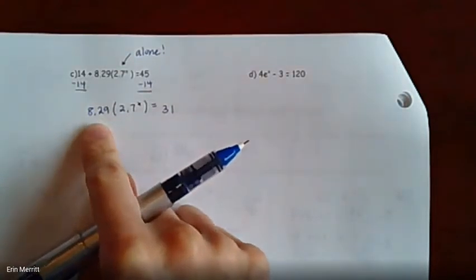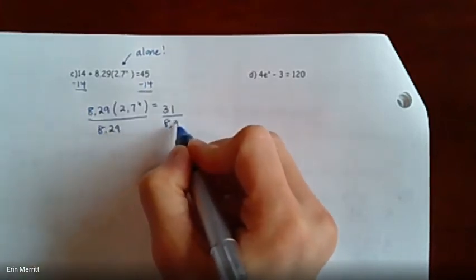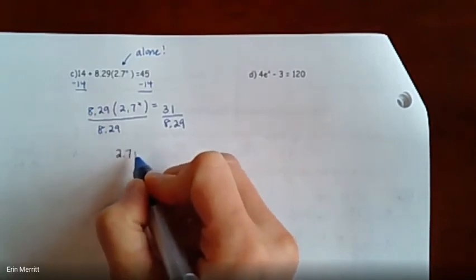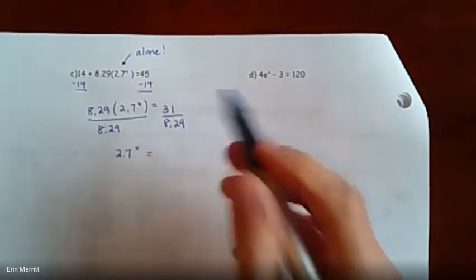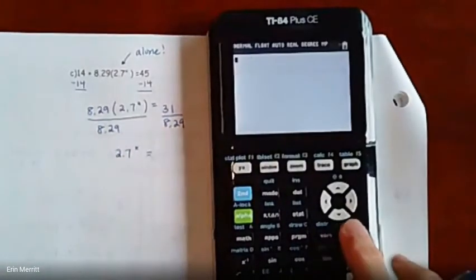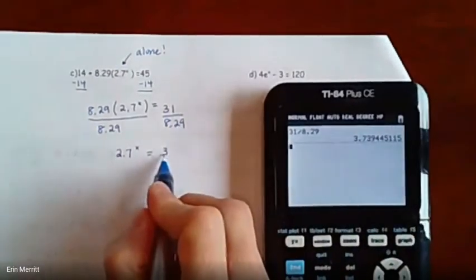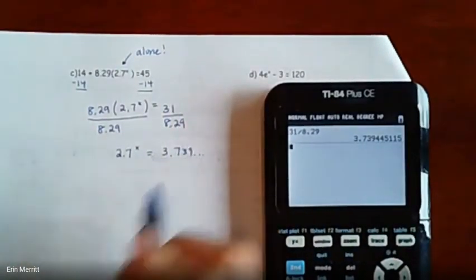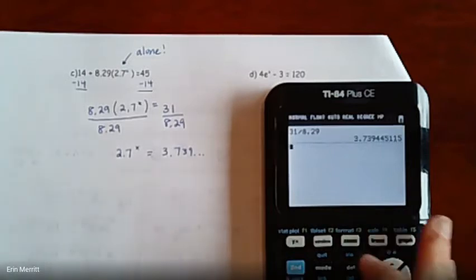All right, I've got to get rid of the 8.29. You can probably already start to see these will not be the prettiest numbers in the world. That's okay. 2.7 to the x now is all by itself. You could leave this as 31 over 8.29, or just keep the numbers running on your calculator. So if I go 31 divided by 8.29, I'm going to get 3.739, and I'm just going to say dot, dot, dot, because you are not rounding in the middle of the problem. Say it out loud right now. I solemnly swear I will not round in the middle of the problem.